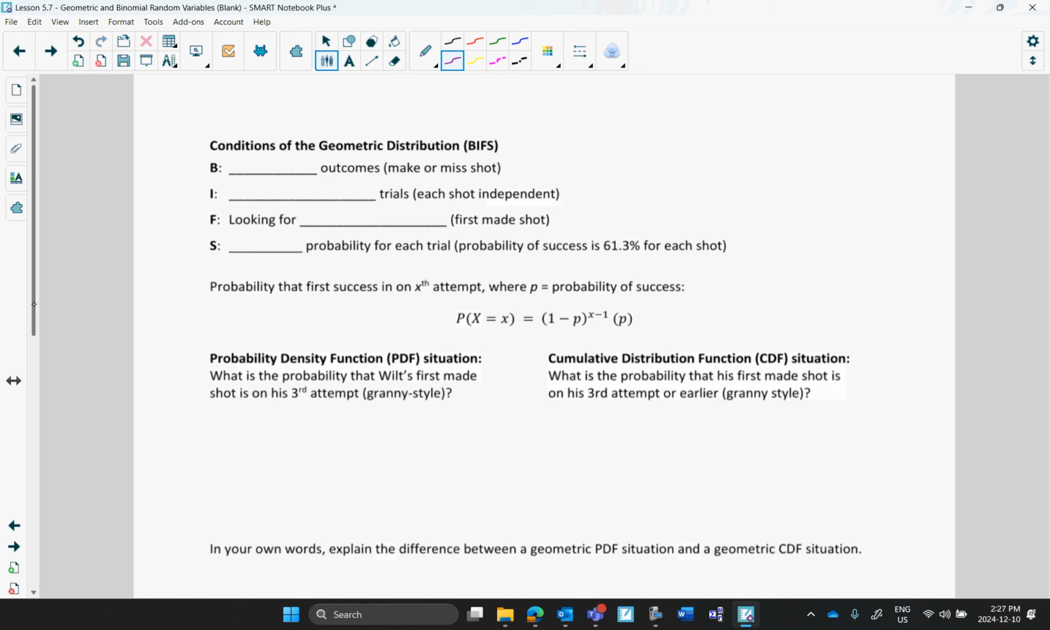So a geometric distribution, how do you recognize one? There's actually 4 different situations, okay? And you can think of the word BIFS. First of all, B stands for binary outcomes. One of 2 things happen. It's either a success or it's a failure. So in the first shot, it's either a make or a miss.